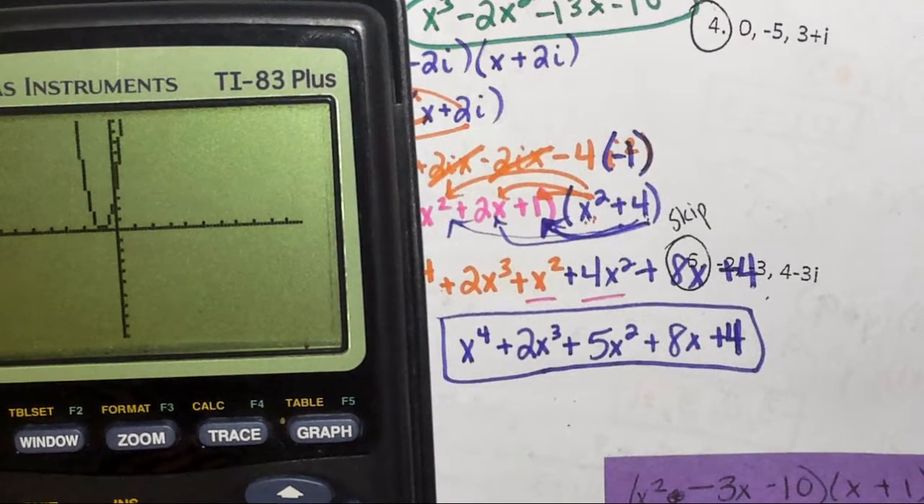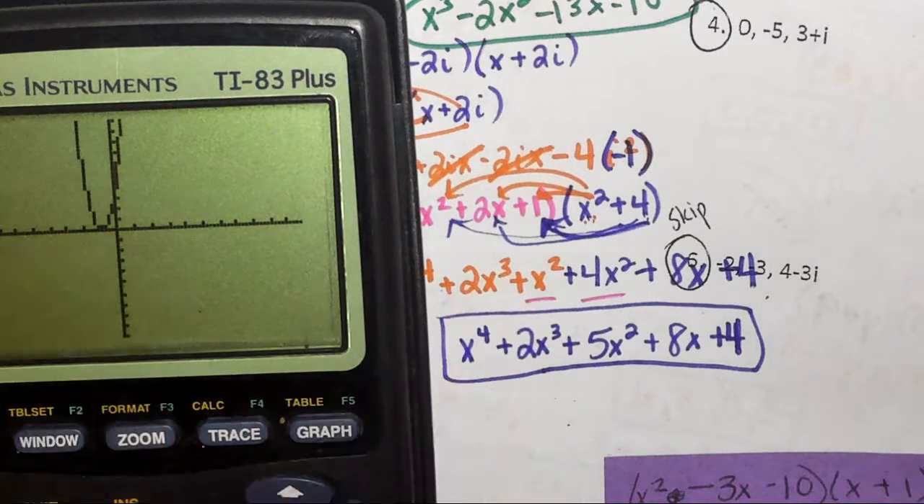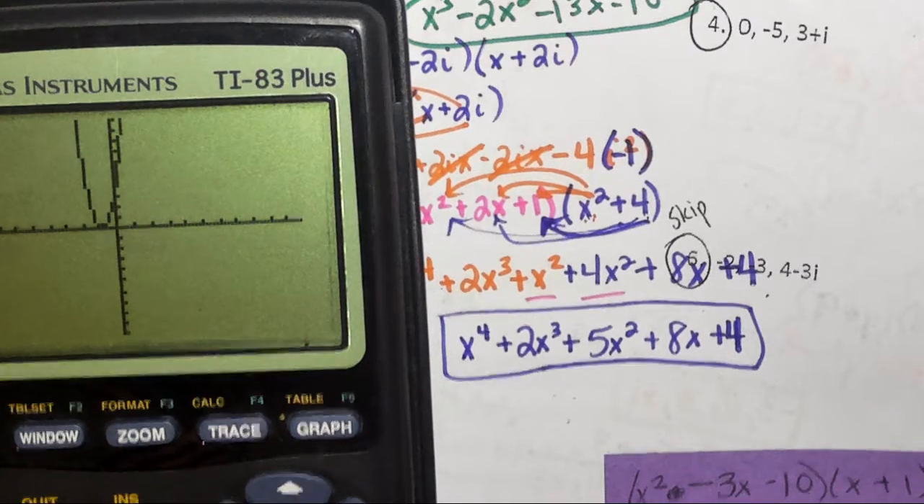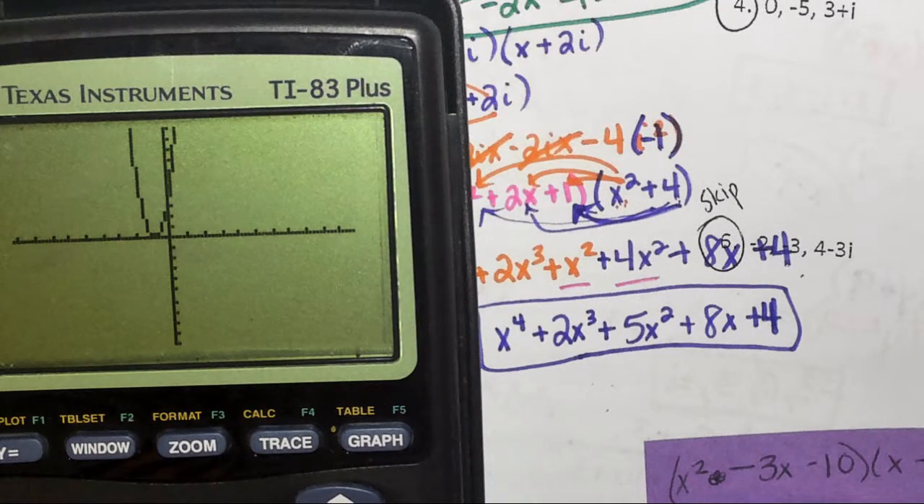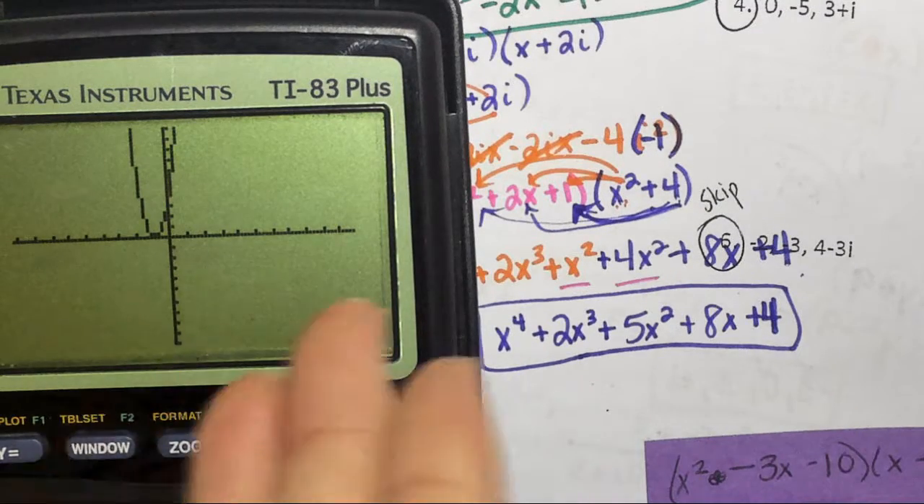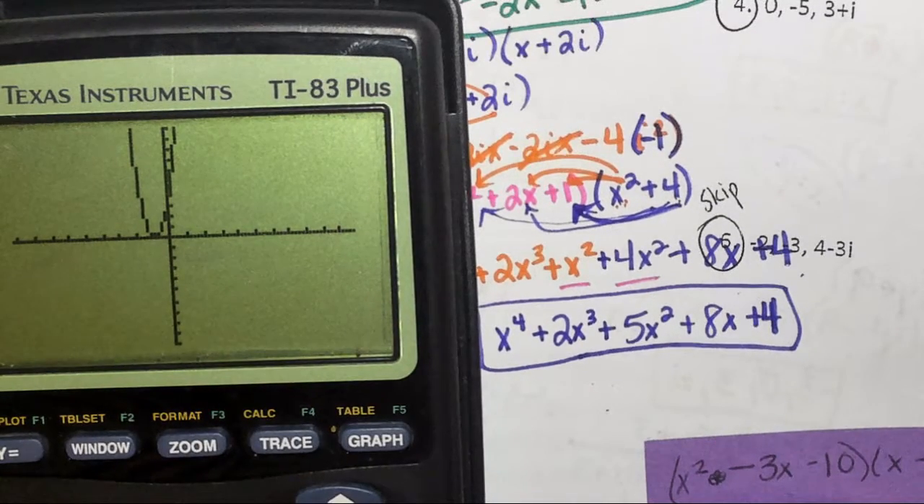Now I'm super happy. Why are you happy? Because remember, our zeros were -1 twice. I see the -1 twice because of that multiplicity with the hump. And then our other 2 answers were imaginary, so I'm not supposed to see them on the screen anyway. So I graph what I did at the end and make sure it matches the zeros I was given.